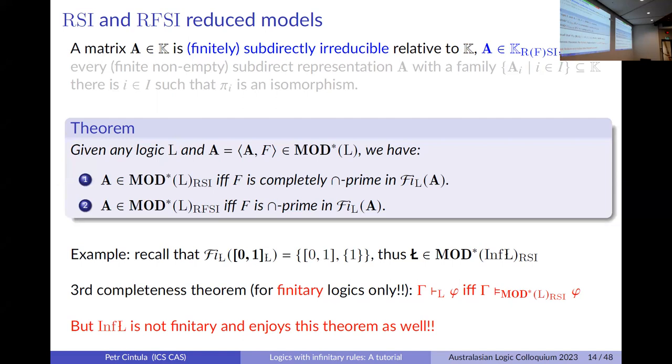For finitary logic, you mean the proof, not the result. Yes, that's the point. So the first completeness theorem should be proved for finitary logics only. It says that every finitary logic is complete with respect to its RSI matrices. And we even now immediately see that this condition is sufficient, but it's not necessary.